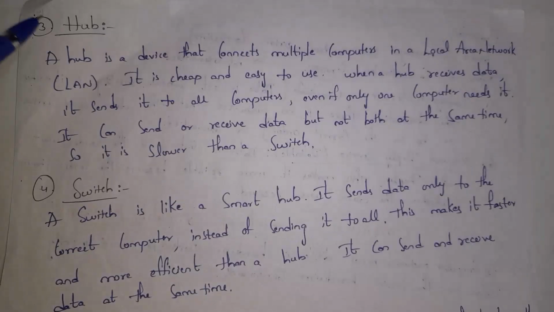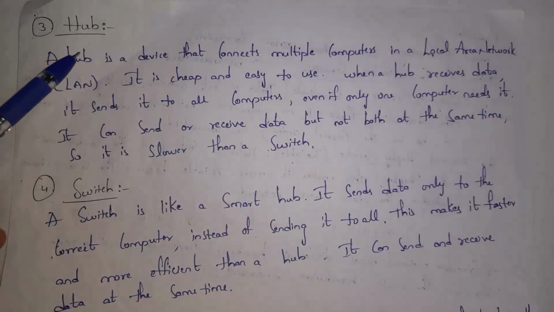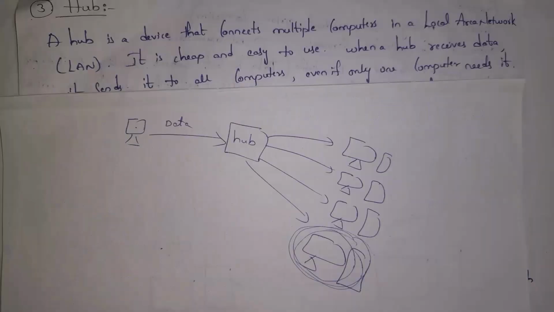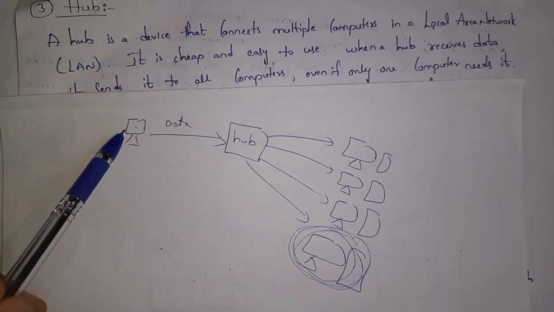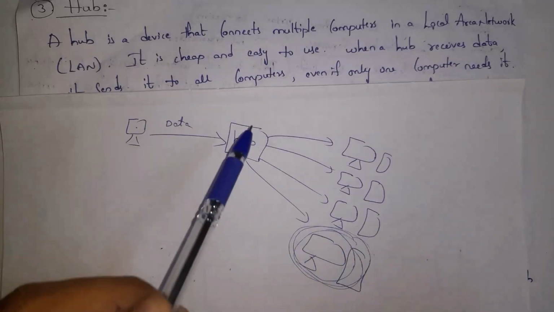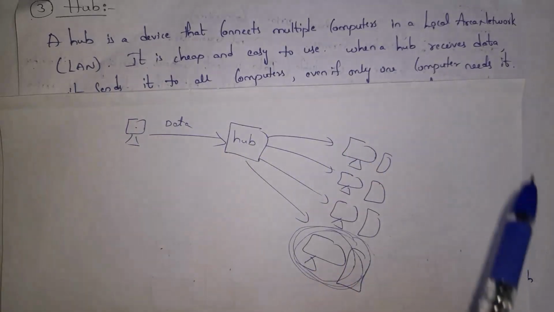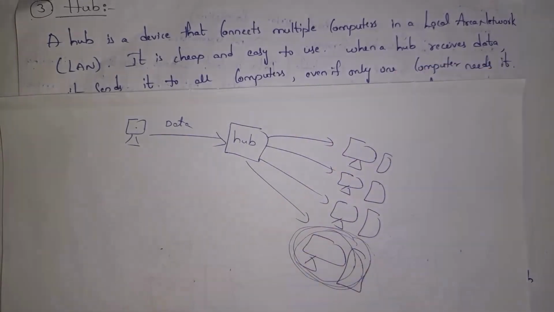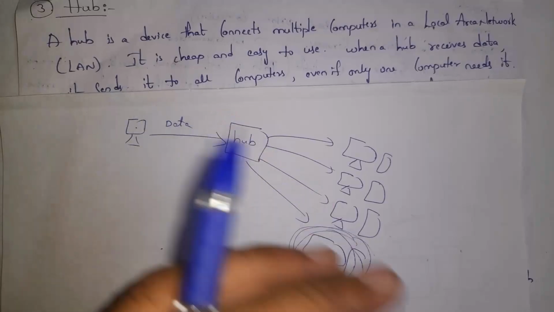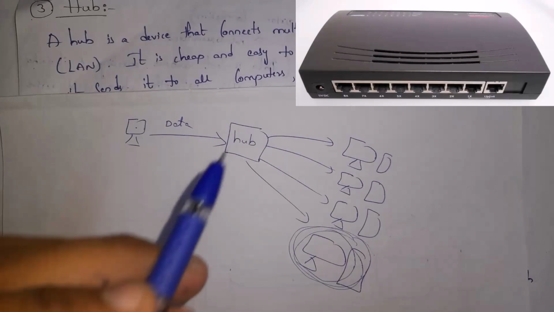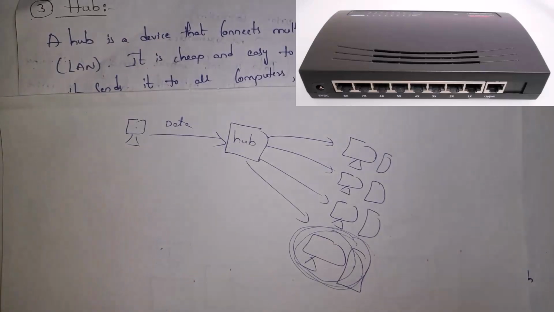And third one is hub. Guys, hub is the device that will connect to multiple computers in local area network. And this hub is very cheap and easy to use. Guys, for example, this computer want to send data to this computer. Even though single computer want data, hub will send data to all remaining computers connected to it. So hub will send data to all computers connected to it. Guys, hub can send data and as well as it can receive data, but it cannot do both operations at a time. So hub is very slow when compared to switch.